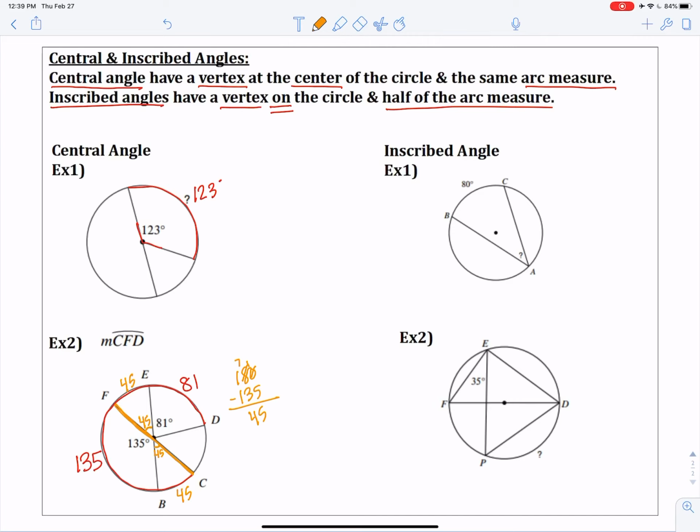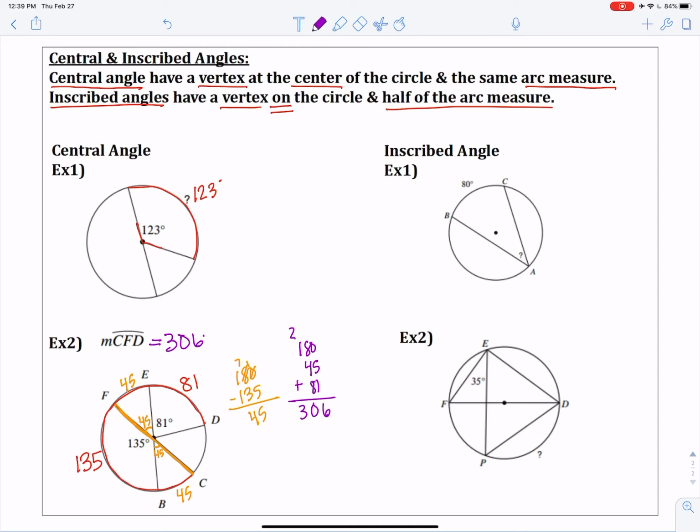So now I can add all of those together. I'm going to add from C to F, I know is 180, plus the 45 F to E, plus the 81, which is E to D. So I get 306. So the measure of the arc CFD is 306 degrees.